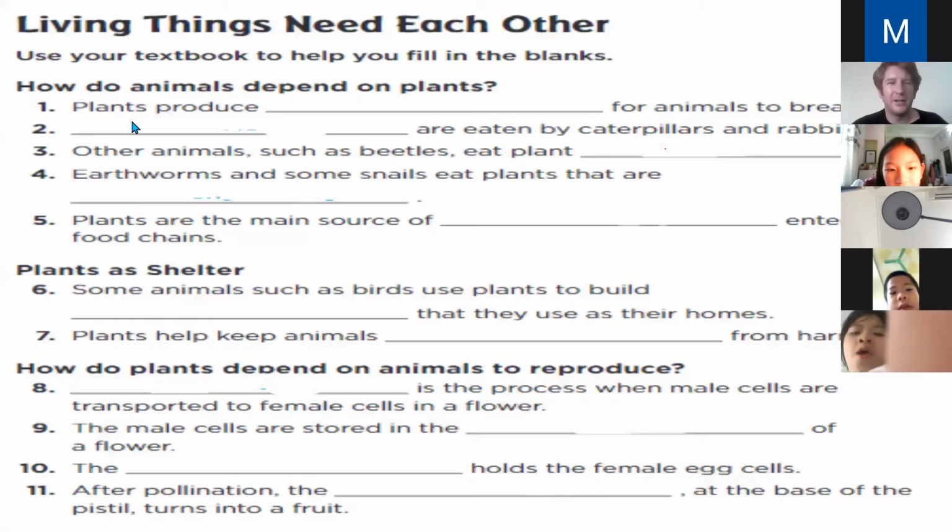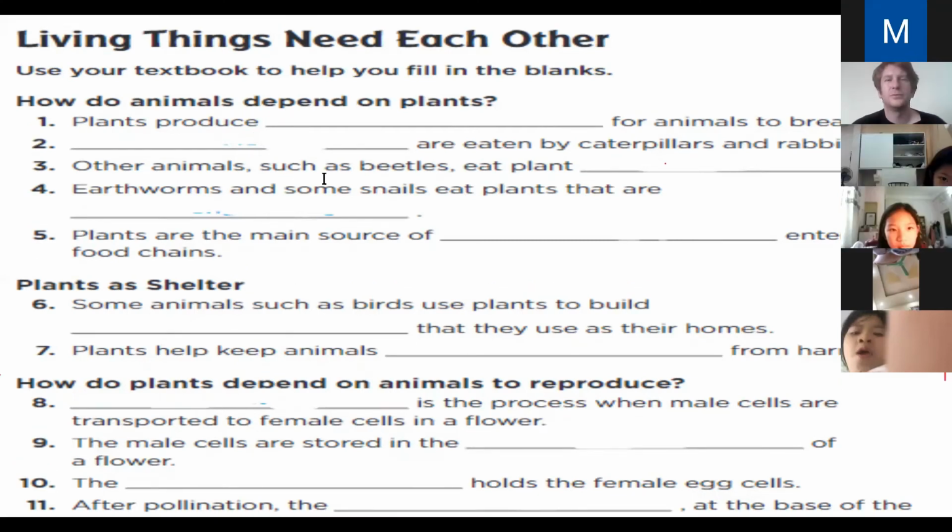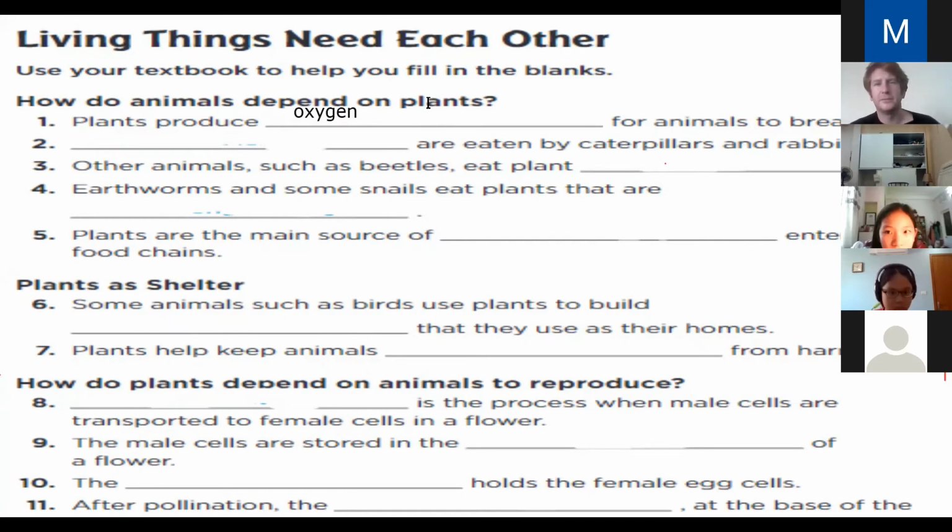How do animals depend on plants? Plants produce what for animals to breathe? You can tell me what the answer is, please. Lucy. Oxygen. Good stuff. Question number 2. Something are eaten by caterpillars and rabbits. Kimmy, what are eaten by caterpillars and rabbits? Leaves and plants. Yes, okay, leaves and plants.